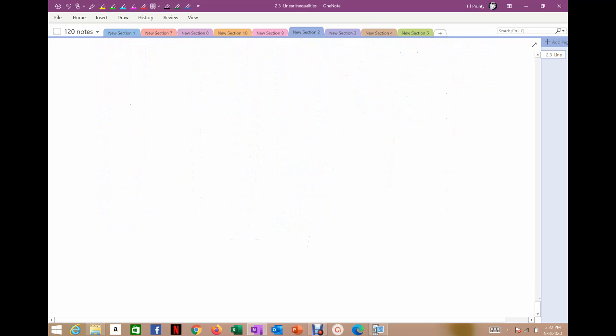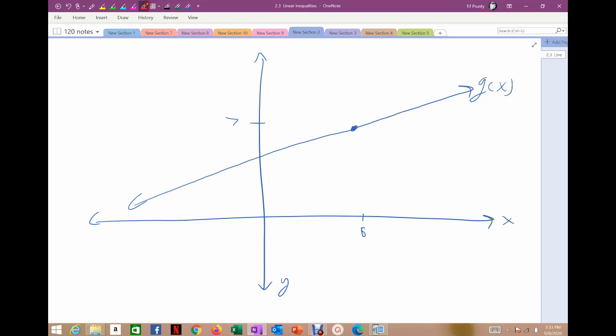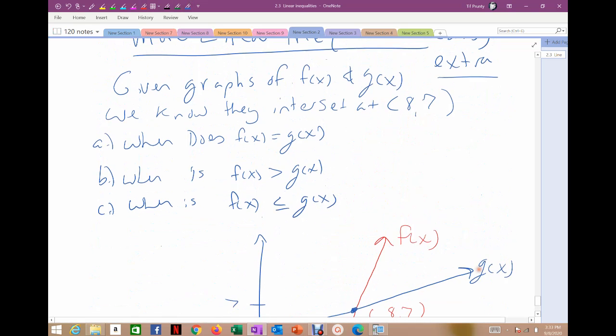Alright, so I'm going to graph the pictures. So here's my y-axis. Here's my x-axis. They meet at 8, 7, so I'm just going to mark off 8, 7. So this is where they meet. Suppose g of x is this blue line, so there's g of x. And then f of x is this red line. So g of x is the blue line, f of x is the red line. They meet at the point 8, 7.